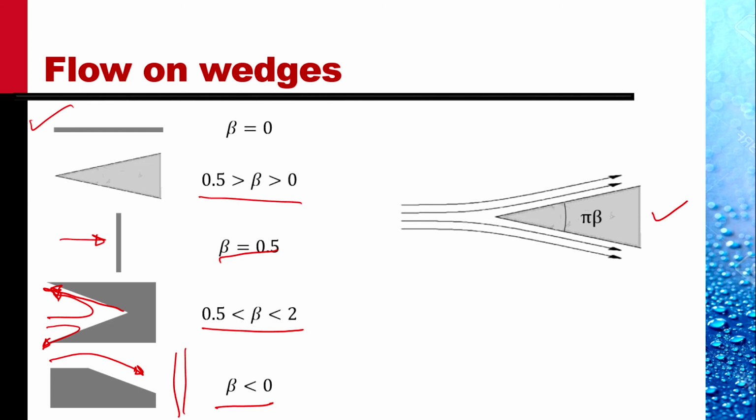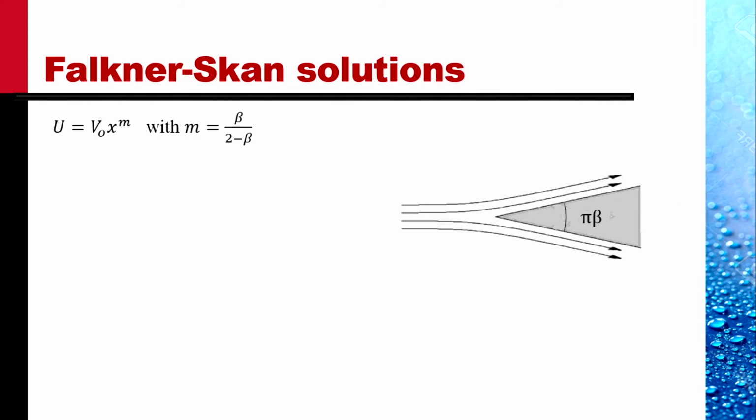Let us see, can we get this information here? So Falkner and Skan say that if there is a wedge with angle pi beta, then the velocity as a function of x can be written as U naught times x raised to power m, where m is beta divided by 2 minus beta. So for m positive, the velocity is increasing in the x direction, for beta less than 2.